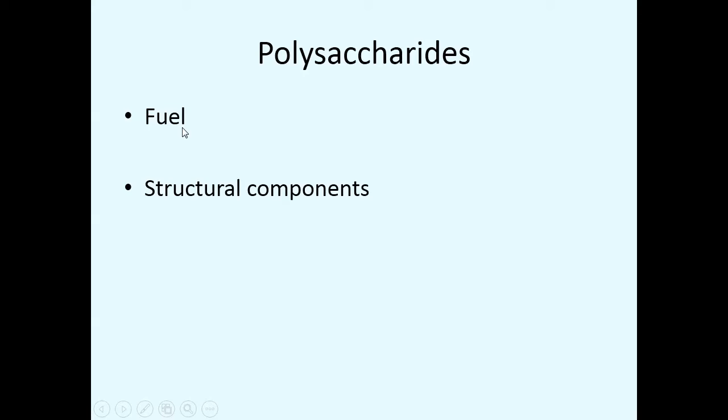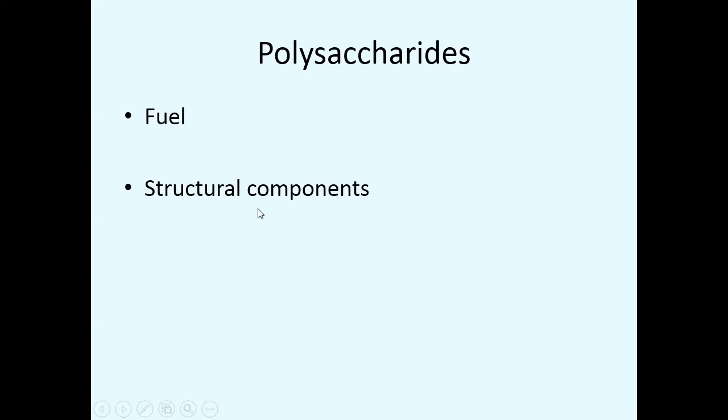Several types of polysaccharides have a structural role. For example, cellulose is a structural polysaccharide found in the cell wall of plants. Chitin is another structural polysaccharide which is present in the exoskeleton of insects. It is also present in the cell wall of fungi. Several other types of polysaccharides are found in the extracellular matrix of animals and plants.